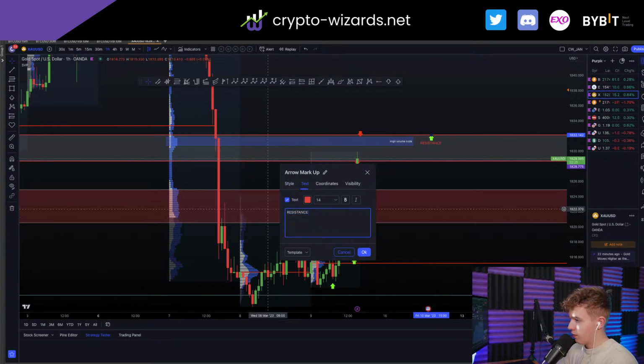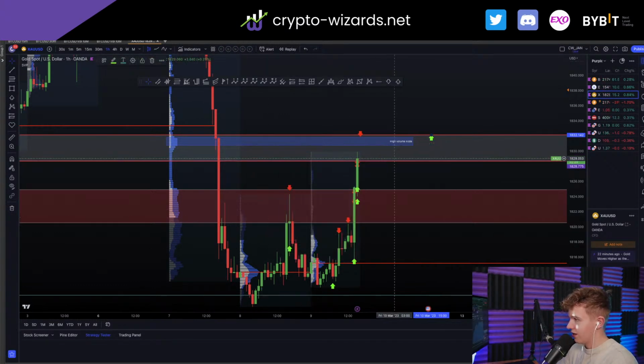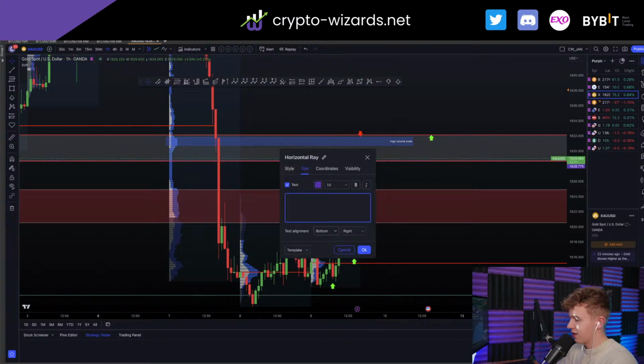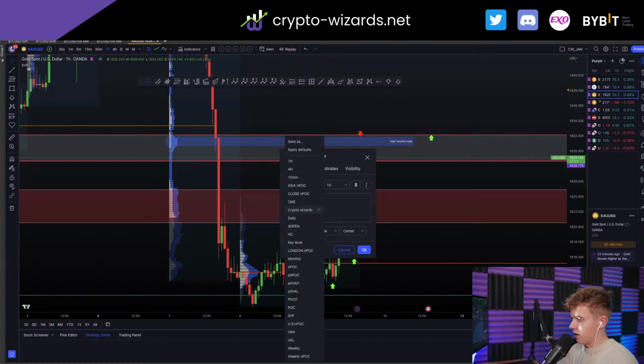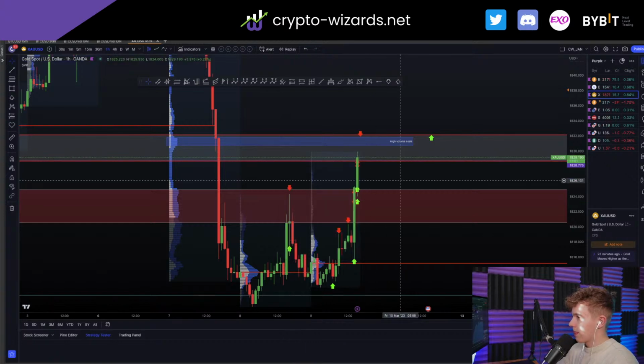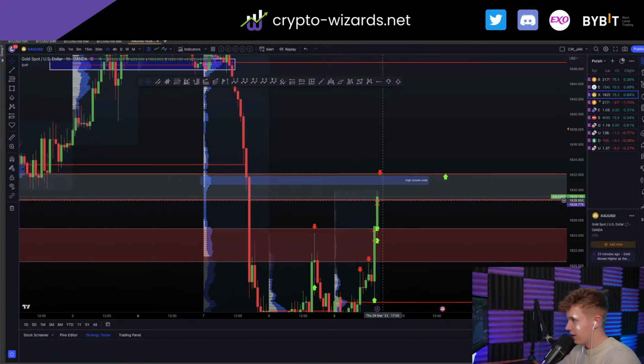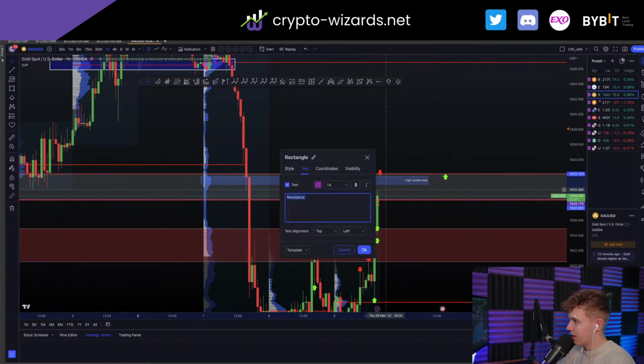Oh, I'm on the arrow actually, not on this box. Resistance. Right here, text alignment, middle center. I want it to be wide. Save as. I'm still changing something else. Oh, I'm changing the monthly.